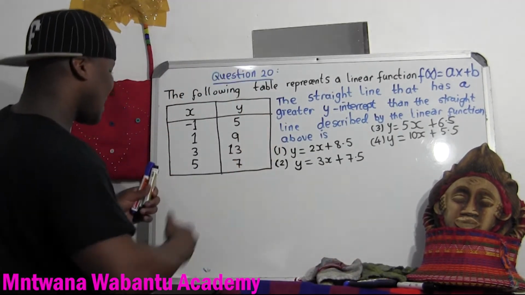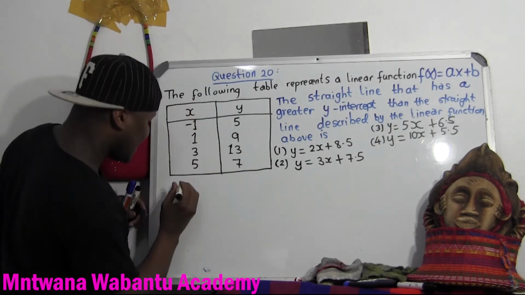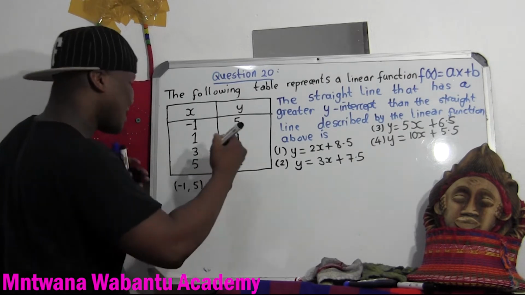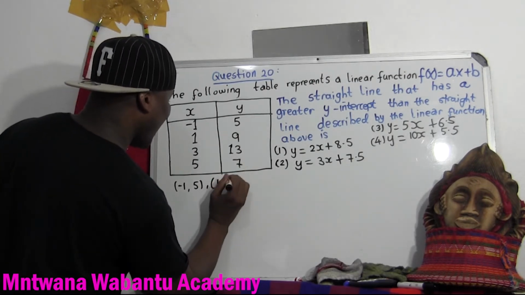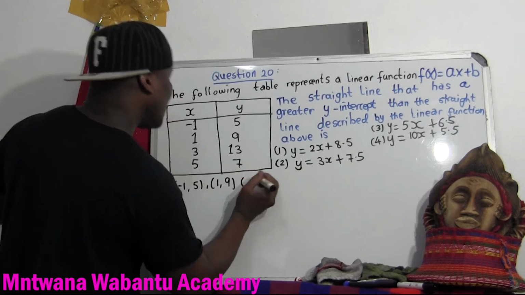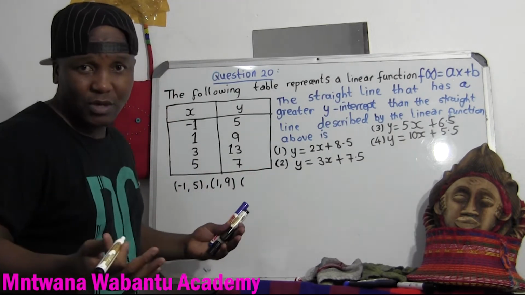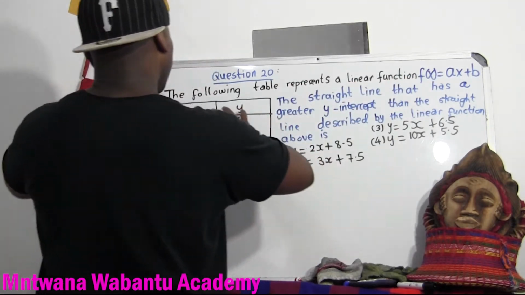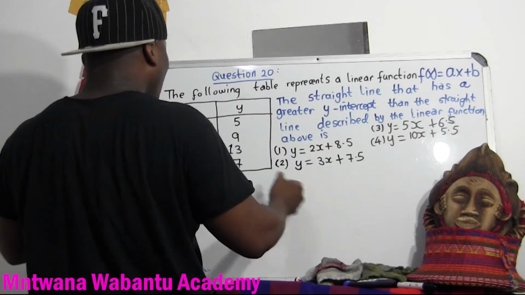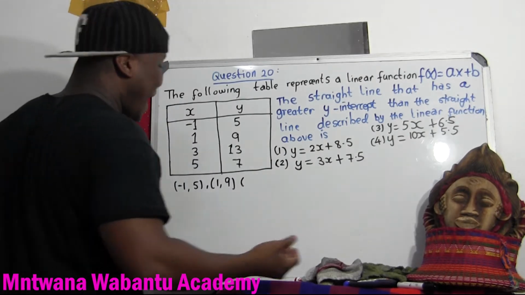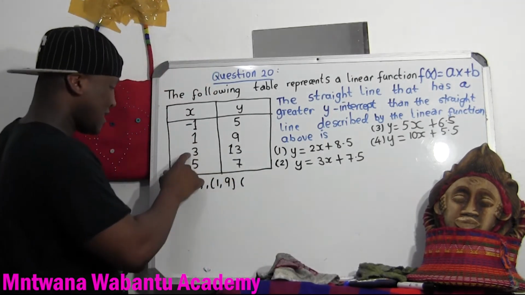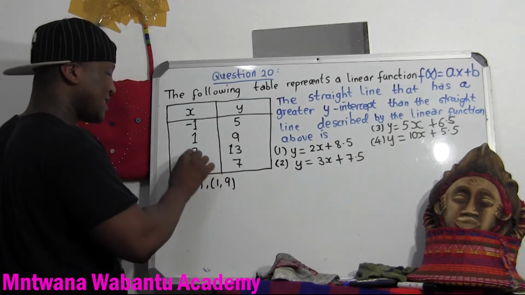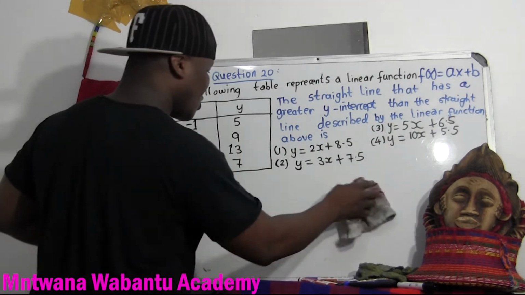So they give us a lot of coordinates here. The first coordinate is negative 1 and 5. The second one is 1 and 9. I don't need a lot of coordinates. I can take 2 and then find the equation of a line, because the following represents a linear function. I can take the first and second, or first and third, and it's going to give me the same answer. But we're also going to test this and that, just to see if it gives the same slope.